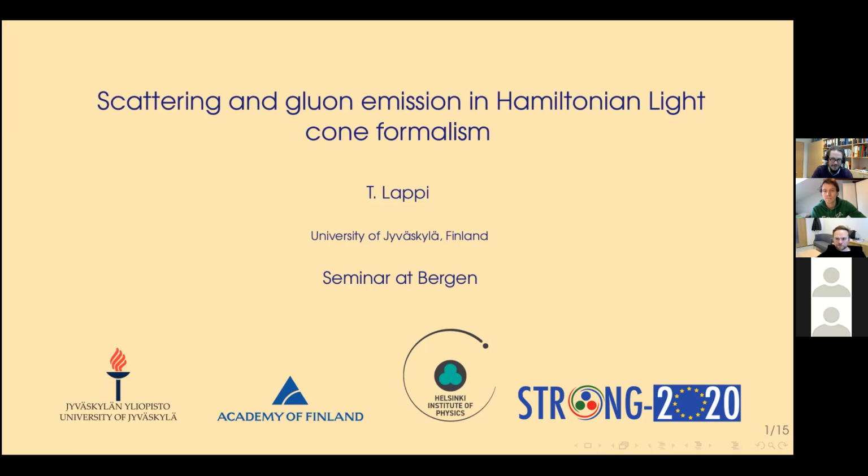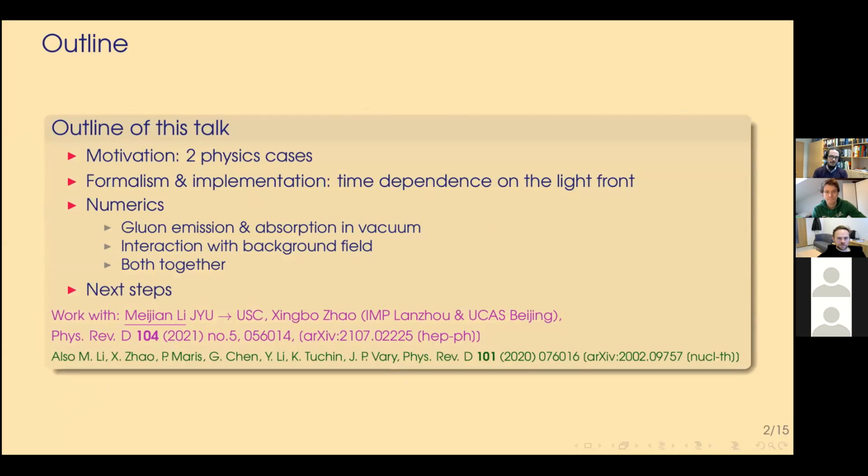Actually, this is the first time I'm talking about this paper, so I did not have the usual accumulation of a million slides from previous talks. I'm going to talk about the paper that we wrote with Meijian Li and Xingbo Zhao. We put it out a few months ago, and most of all it is Meijian Li's work. She's the main person doing the actual work, and still is.